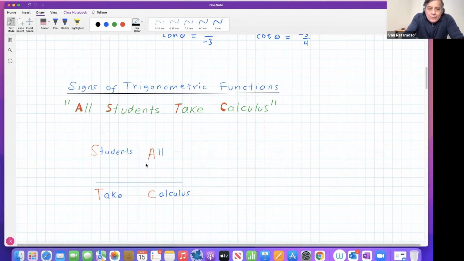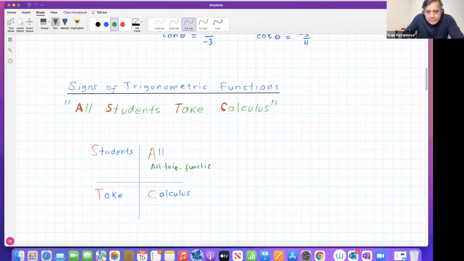All right, now all means that in the first quadrant, all trigonometric functions are positive. Positive, all of them. Students, the S for students, means that sine and its reciprocal cosecant, they are positive. The rest, negative, okay? It's a very nice mnemonic device.